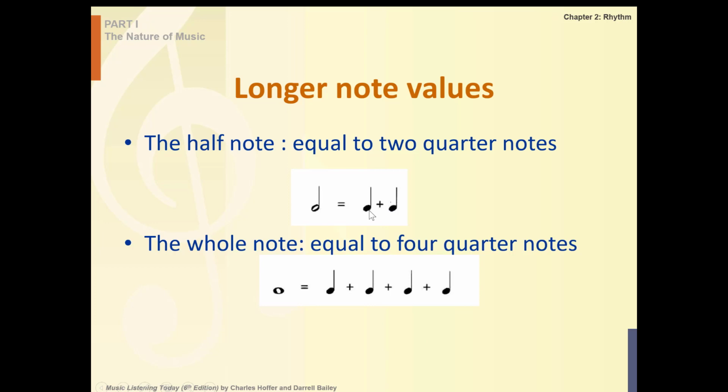So it has the value of 2 quarters. And the name of this note will be half note. For the note with twice longer value than half note, then we will write only a white note head. And the name is whole note. So it will have 2 half note values or 4 quarter note values. As you can see, the system for notating rhythm is built on a 2-to-1 ratio.